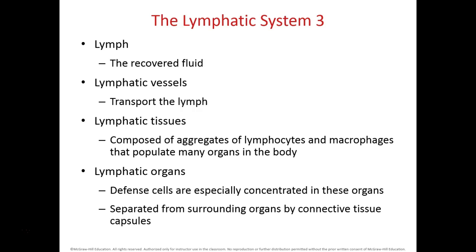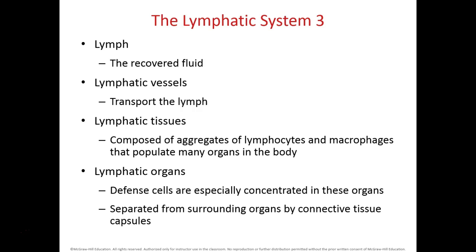So when we talk about lymph, this is that excess fluid, and this fluid comes from the blood. It's just excess fluid that leaks out into the tissues from the blood, and we'll talk about how that happens. Lymphatic vessels are vessels very similar to veins and arteries that actually transport this lymph. They have their own vessel system, and we'll look at how they're made. They have some differences, but they have a lot of similarities as well.